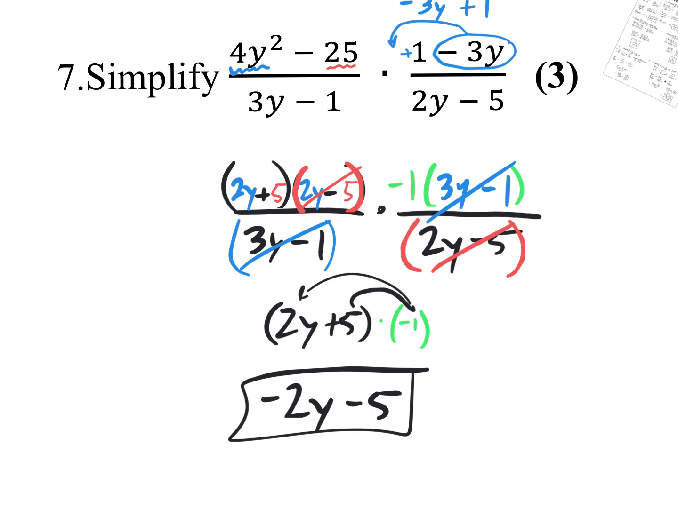This is 3 points. Maybe you factored this one right and you messed up on the other ones, you get 1 point. Maybe you factored that one and this one correctly, you get 2 points, but you messed up on the canceling. If you get everything right, then 3 points.